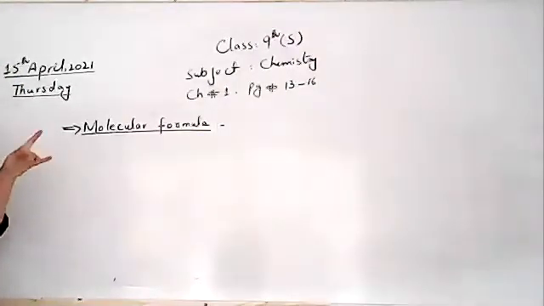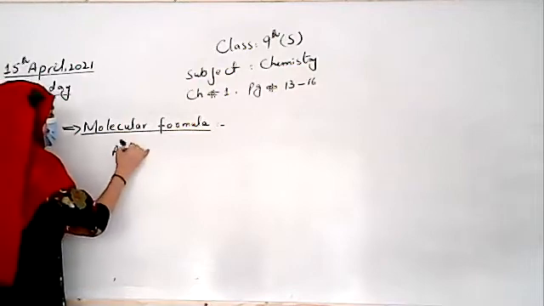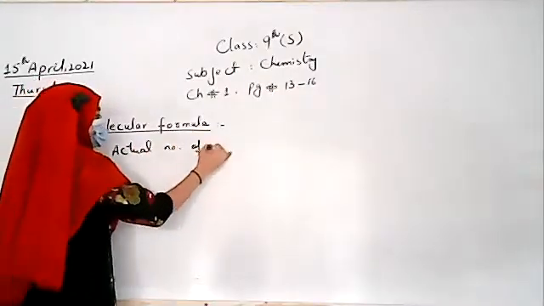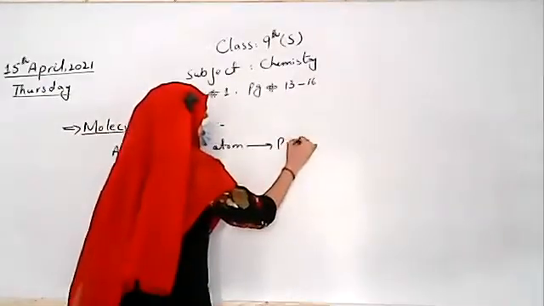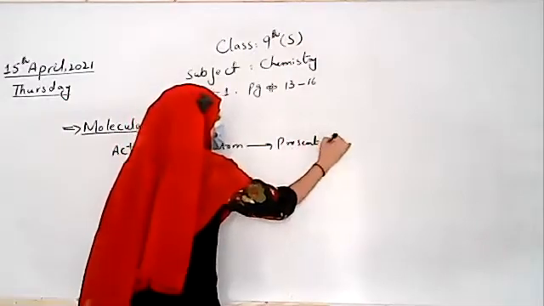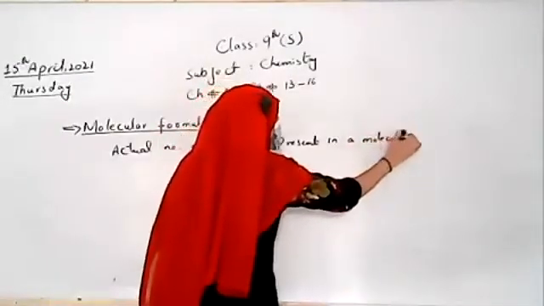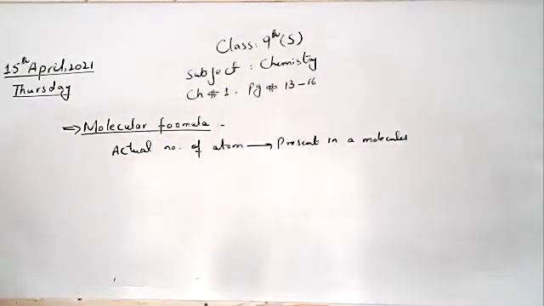determines the actual number of atoms of each element present in a molecule. Actual number of atoms of element present in a molecule. It means in a molecule the total number of atoms is equal to the molecular formula.